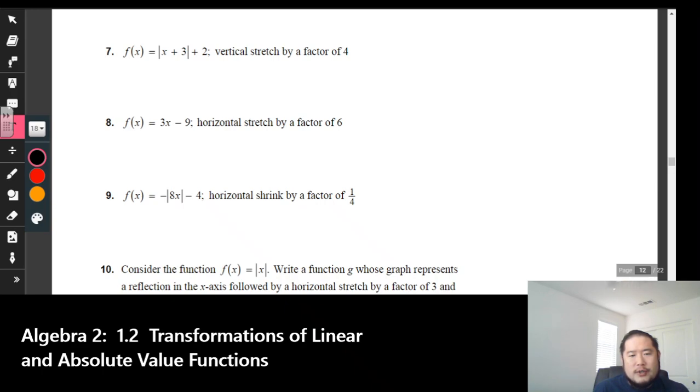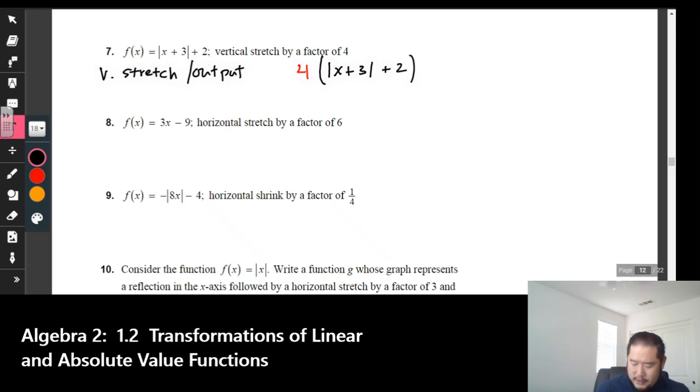We have a vertical stretch by a factor of 4. So we got vertical stretch, factor of 4, that right there is your output once again, because vertical stretch, and then that means that the whole entire function will be multiplied by 4. So let's go ahead right here. I'll put 4 out in front, and then let's copy down the entire function. We could put it in parentheses, and I got absolute value x plus 3, and then plus 2.